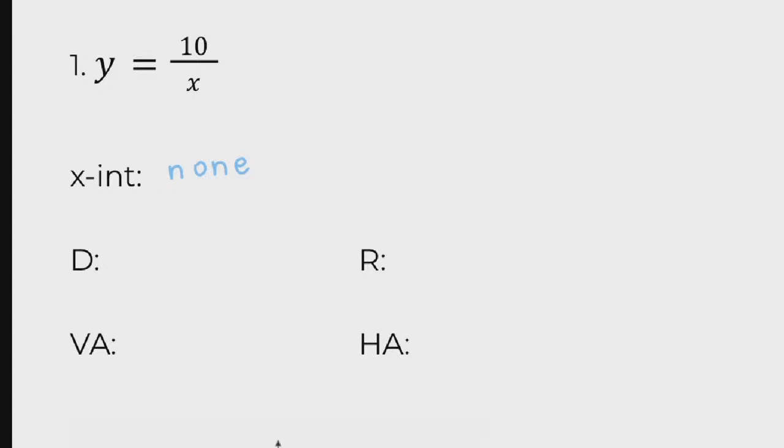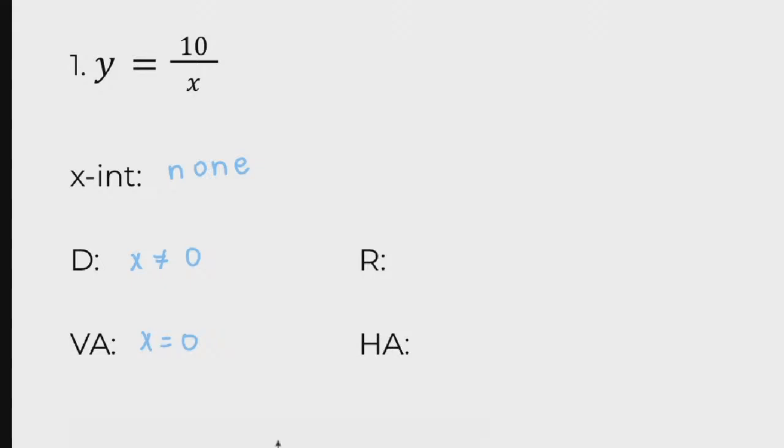Then for the vertical asymptote, we're going to set the denominator equal to 0. And our denominator is just x, so the vertical asymptote is going to be at x equals 0. Domain will always be that x can't equal whatever the vertical asymptote is, so x can't equal 0. Then for the horizontal asymptote, that's using the chart that we just discussed.